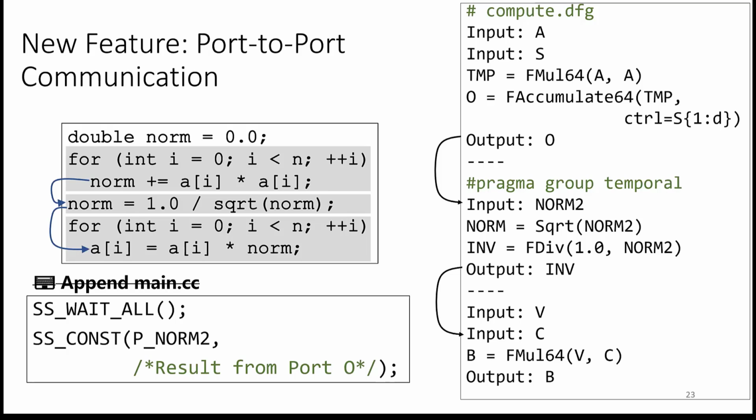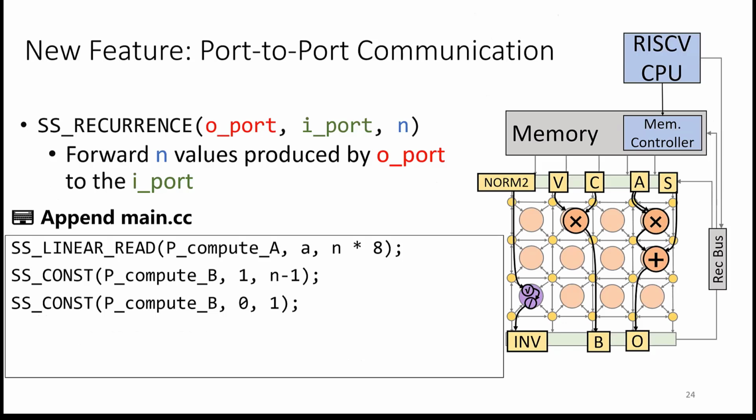spatial pipeline and synchronize with the control host, since the control host is a very weak single issue core. This may introduce so much overhead. So what we do here is to do it asynchronously. We introduce an intrinsic which forwards the data from the output port to the input port, which will go through the recurrence bus.